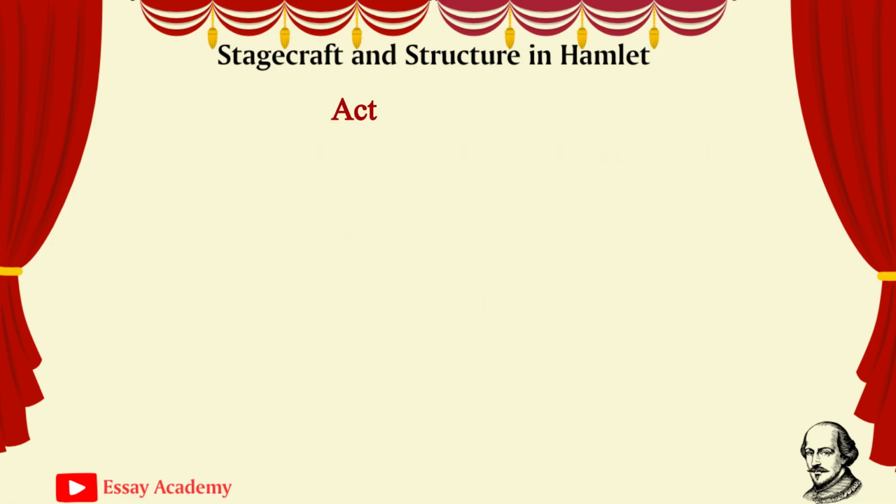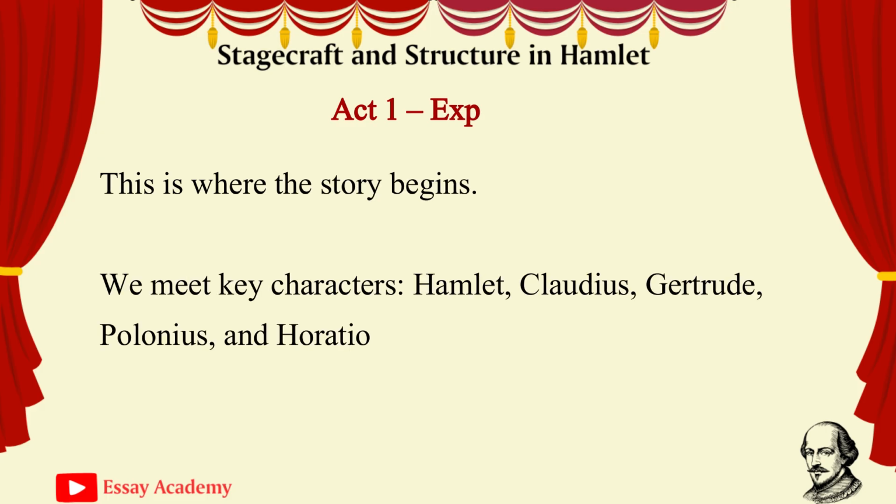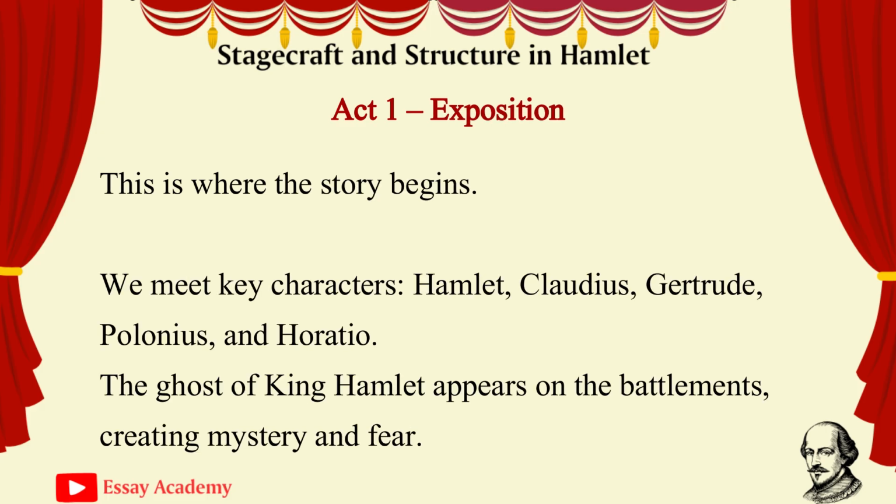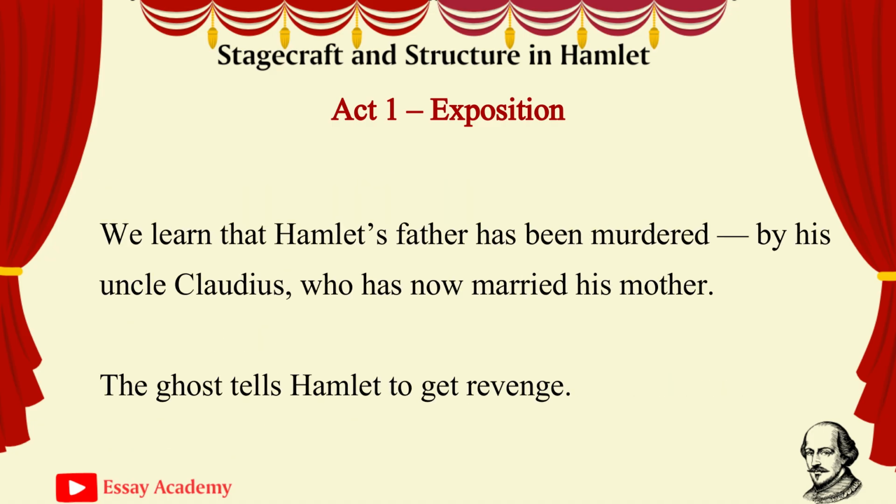Act 1, Exposition. This is where the story begins. We meet key characters: Hamlet, Claudius, Gertrude, Polonius, and Horatio. The ghost of King Hamlet appears on the battlements, creating mystery and fear. We learn that Hamlet's father has been murdered by his uncle Claudius, who has now married his mother. The ghost tells Hamlet to get revenge.